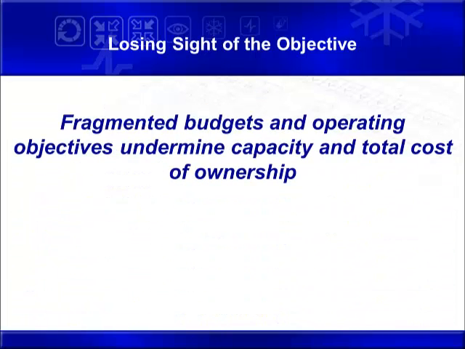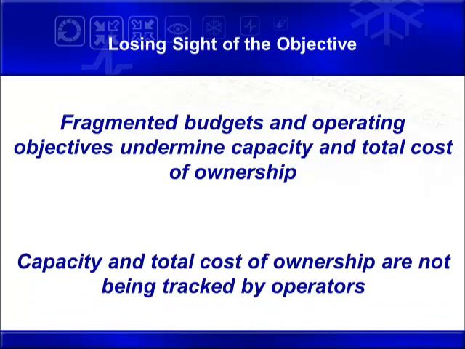CUE problems start with the way operators spend money on the data center. The total spend is fragmented and distributed. This causes operators to lose sight of the capacity objective. Today, tracking of total cost of ownership is not a standard practice. This is a primary reason for losing sight of the objective.